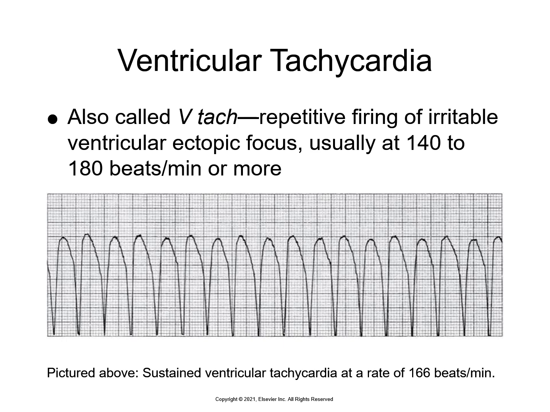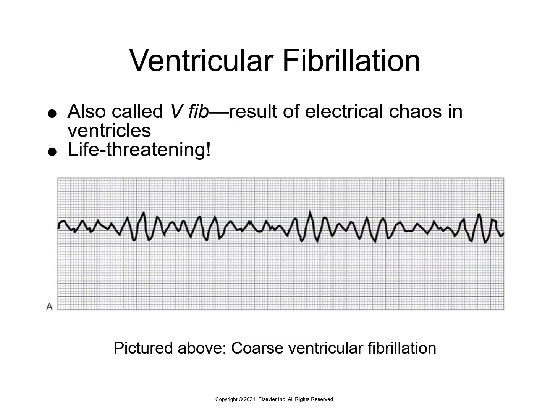Now, what's the problem with this? Well, V-tach can cause V-fib, and the V-fib is a result of electrical chaos in the ventricles, and there's no cardiac output here. The ventricles are not pushing out any blood. It's quivering, and this is coarse ventricular fibrillation here. You can see it looks like it tries to pump some, but it doesn't. So this is life-threatening.